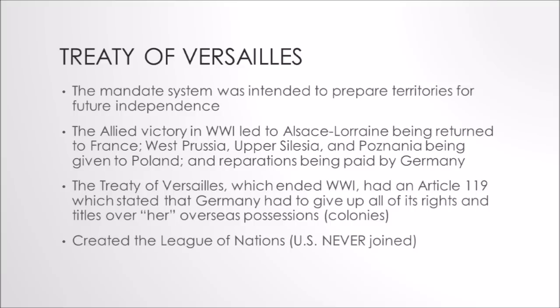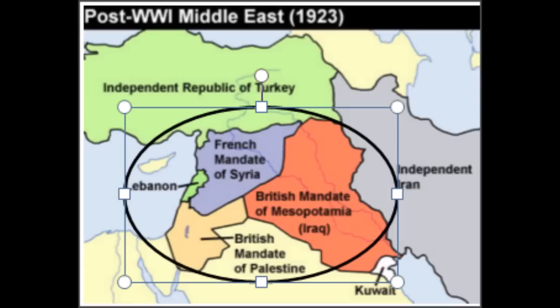The Treaty of Versailles ended World War I. The Mandate system was intended to prepare territories for future independence. The Allied victory led to Alsace-Lorraine and other lands being returned, and reparations being paid by Germany. The Treaty of Versailles stated that Germany had to give up all of its rights and titles over her colonies. It also created a League of Nations, which the U.S. never joined. This is a map of the mandate system.